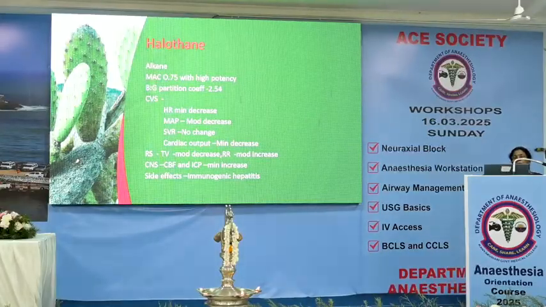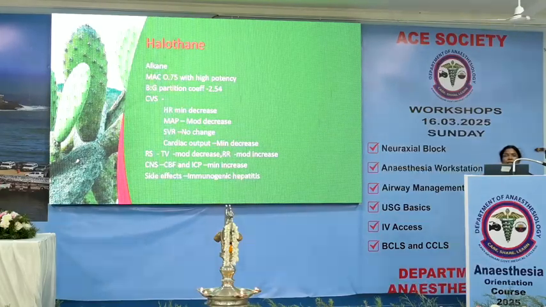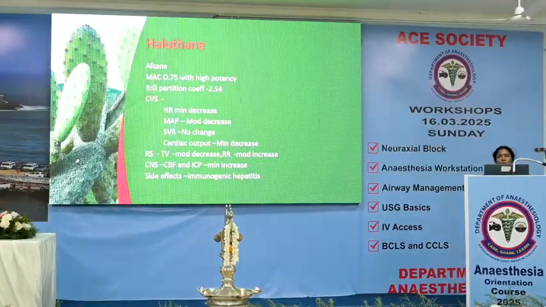Coming to halothane, I am not going into much of the pharmacology. Halothane is an alkane with a MAC of 0.75 and a partition coefficient of 2.54. Halothane may cause various actions on different systems of the body.